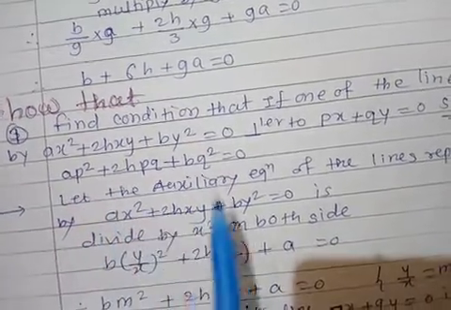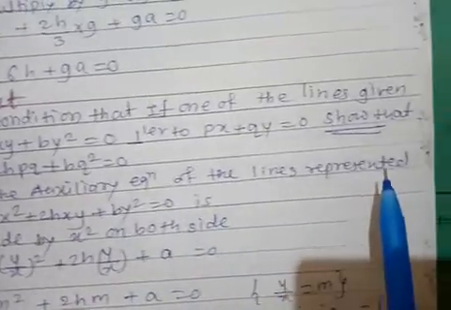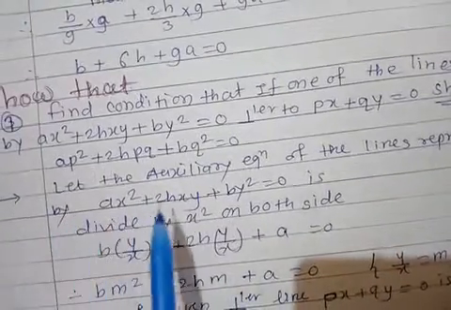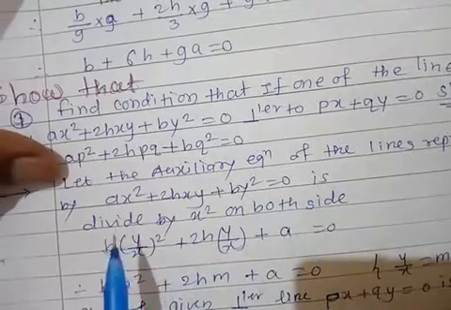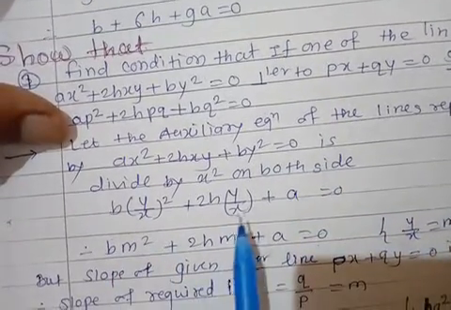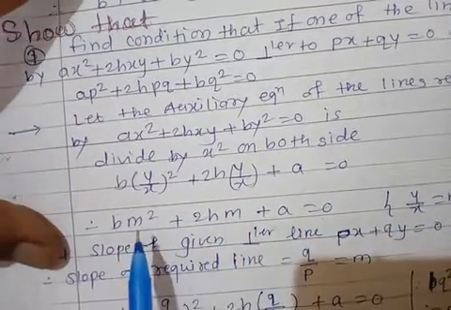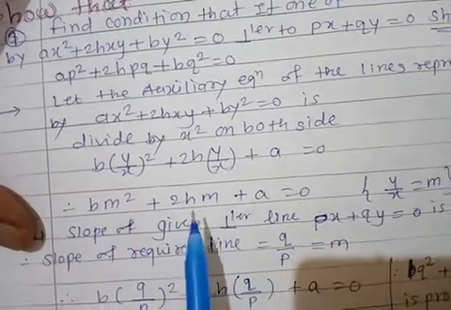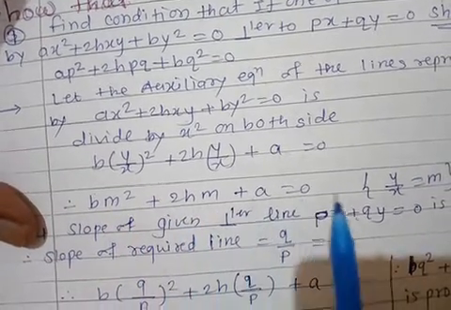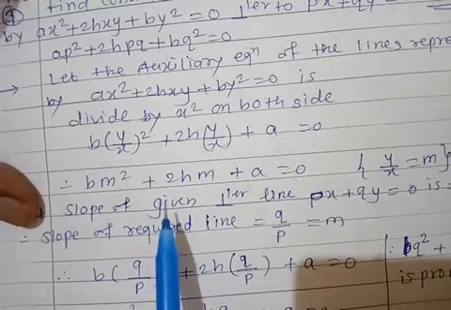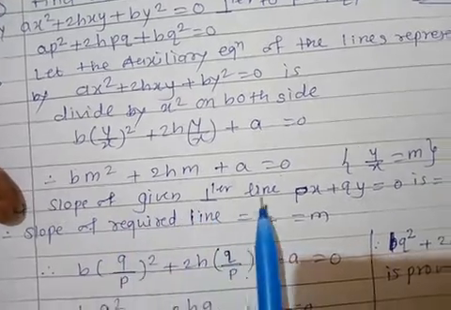Similarly, let the auxiliary equation of the lines represented by ax square plus twice hxy plus by square equal to 0, divided by x square. In a similar way, put m: bm square plus twice hm plus a equal to 0. That is the slope of the given perpendicular line.